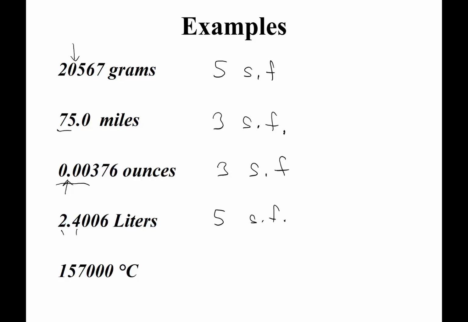And here we have an astronomical temperature, 157,000 degrees Celsius. That's pretty hot. That's irrelevant how hot it is. What we're looking at are the numbers. Again, you have to have these zeros there. And since there is no decimal here, we don't know if those zeros are measured or not.